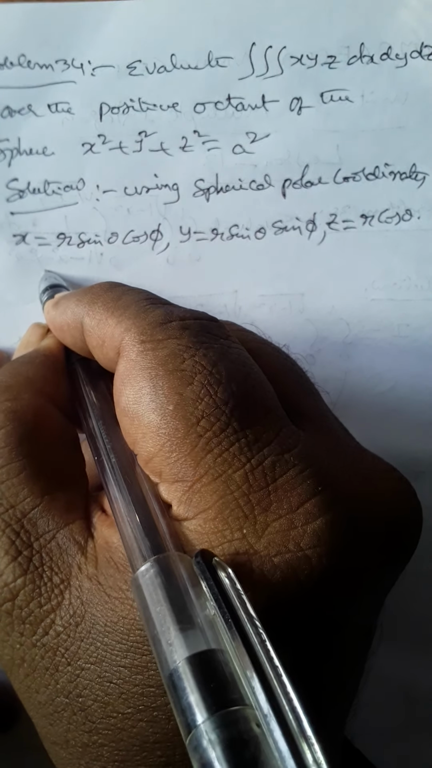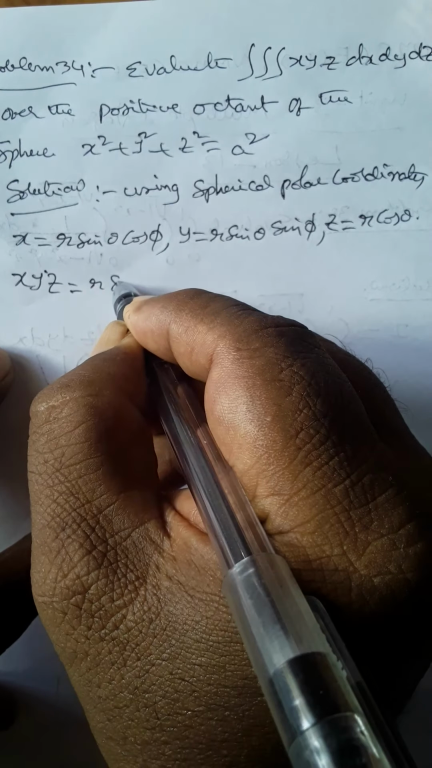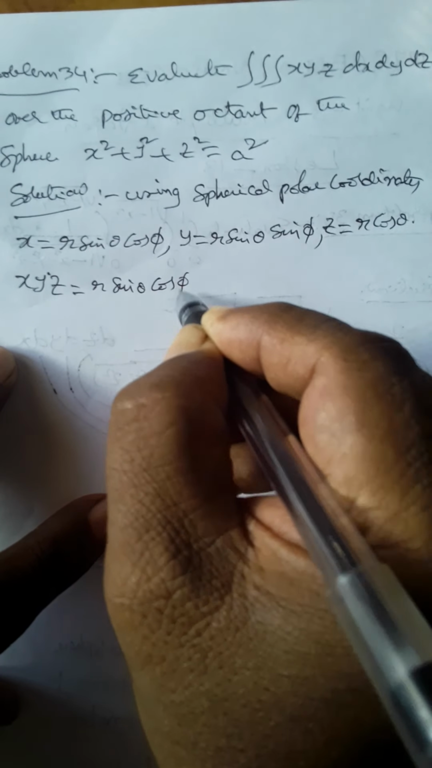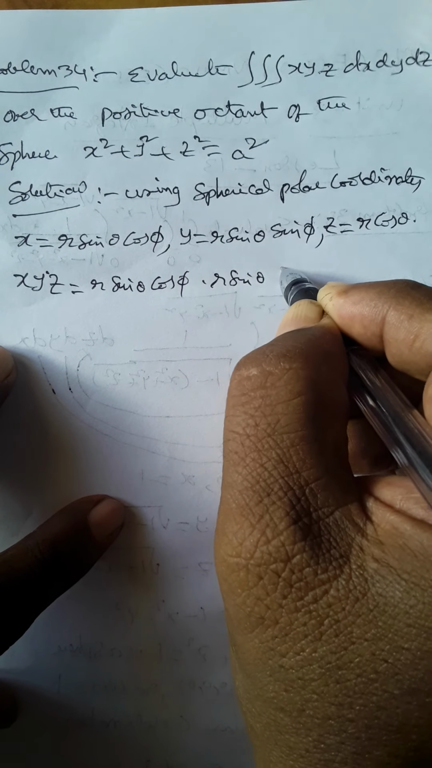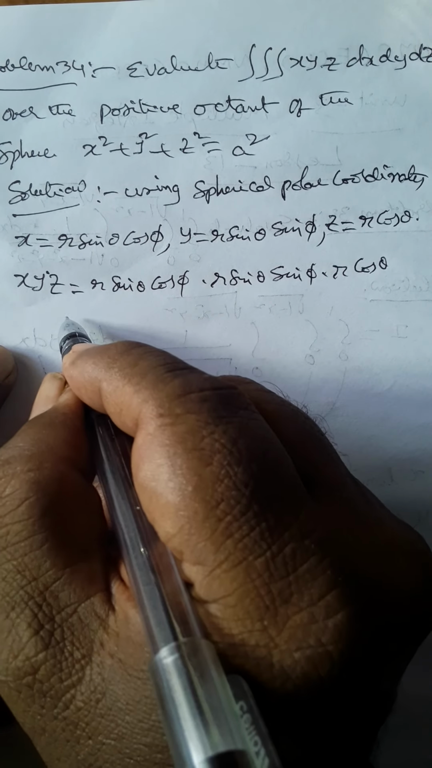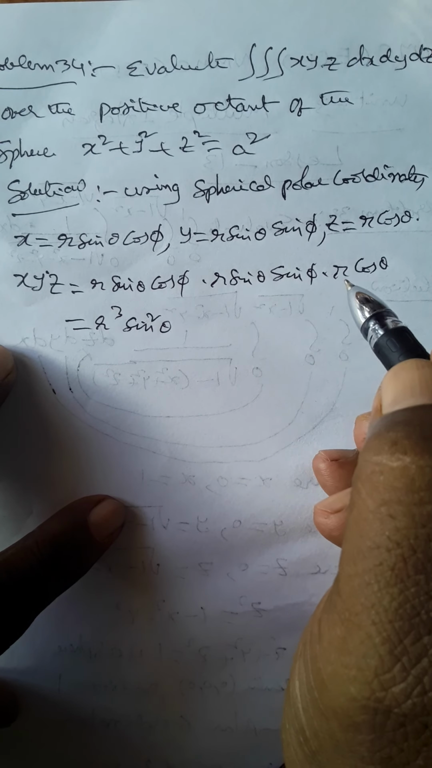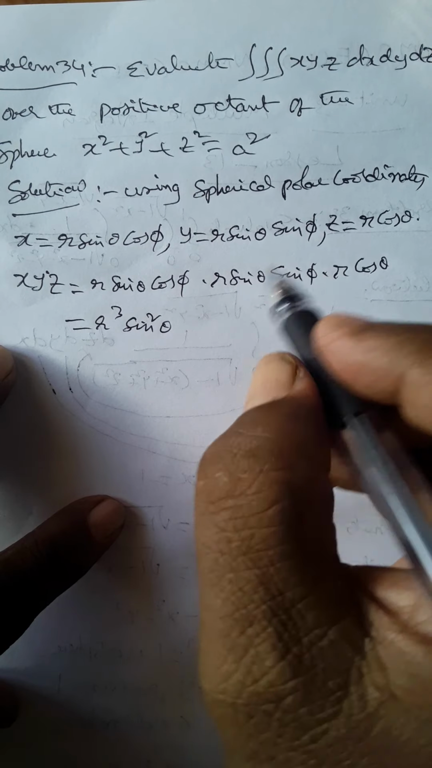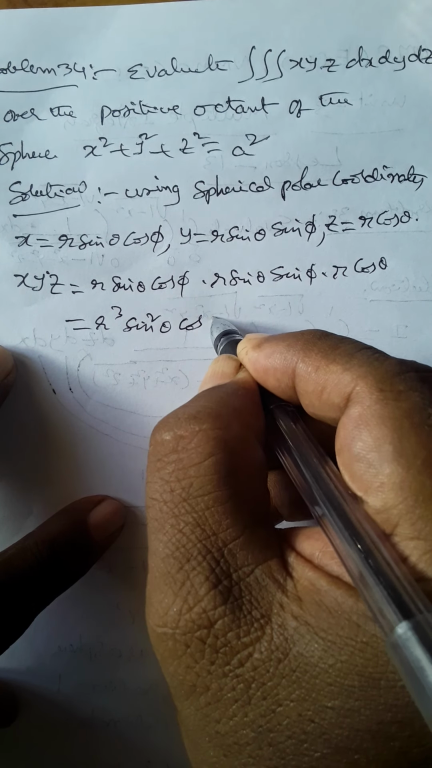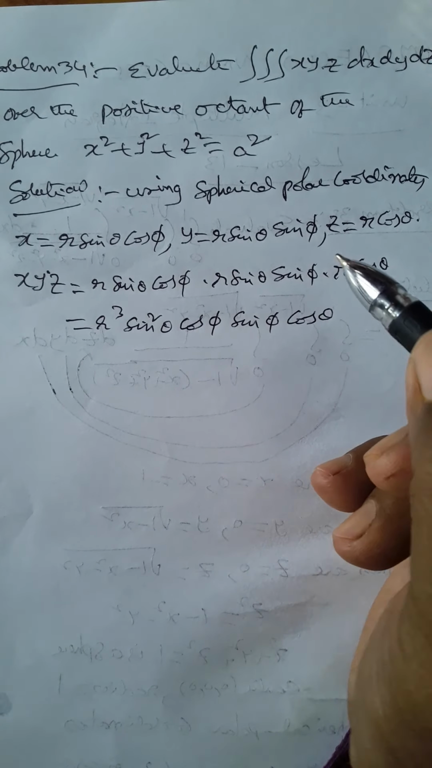x square plus y square plus z square is equal to r square. But here x square plus y square plus z square is not given, xyz is given. So xyz is equal to r sin theta cos phi into r sin theta sin phi into r cos theta, which is equal to r cube sin square theta cos phi sin phi cos theta. Here, positive octant.